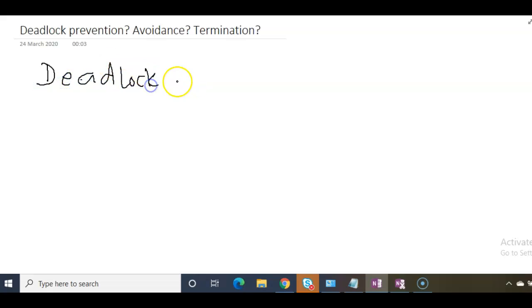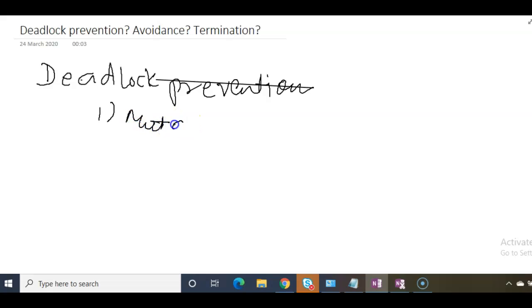Deadlock prevention. So guys, deadlock prevention is nothing but, as I already discussed, you just have to violate any one of these four conditions. You can't violate mutual exclusion. So if mutual exclusion is there in your system, then your system will not have any deadlock.